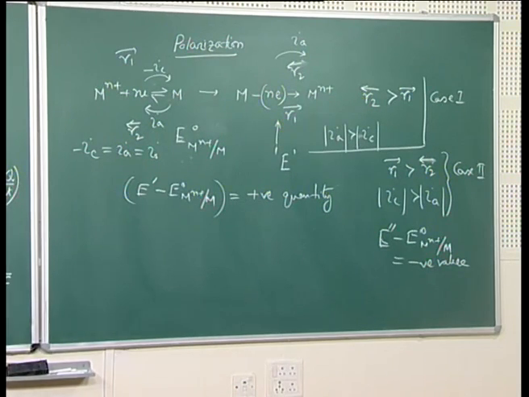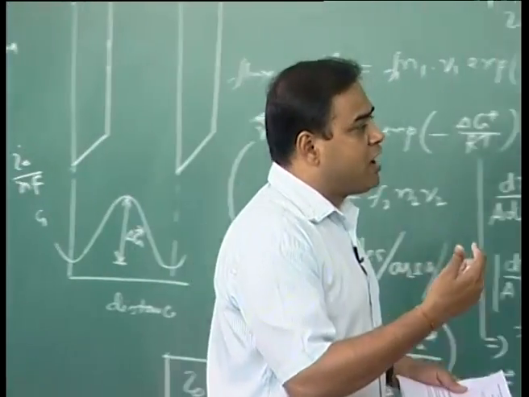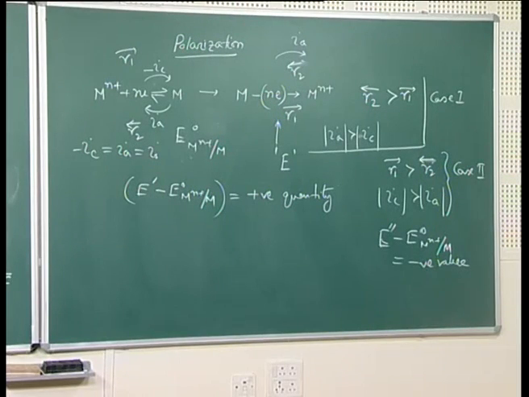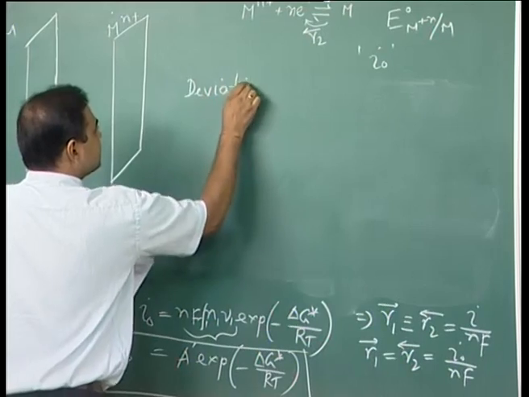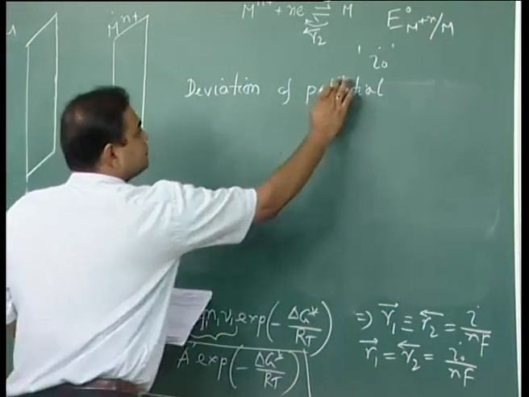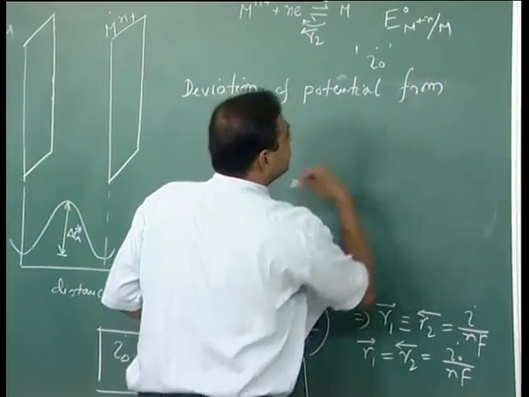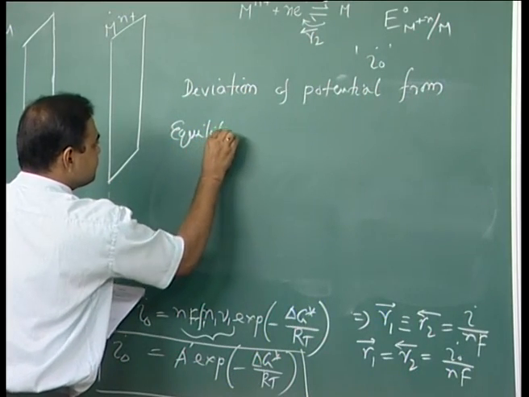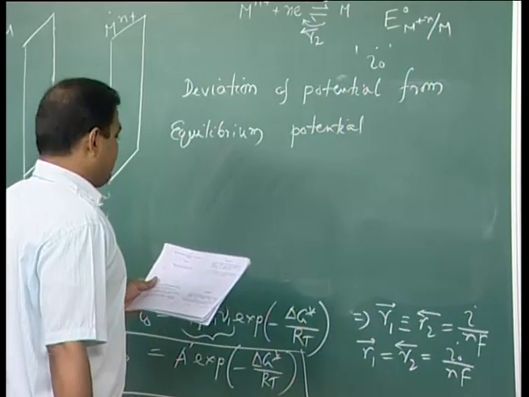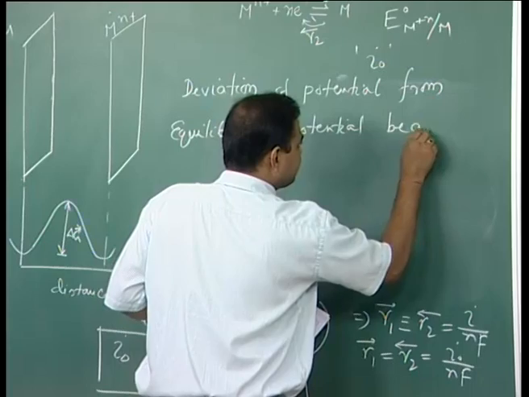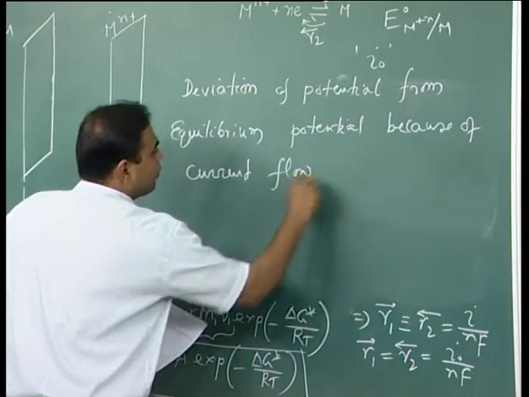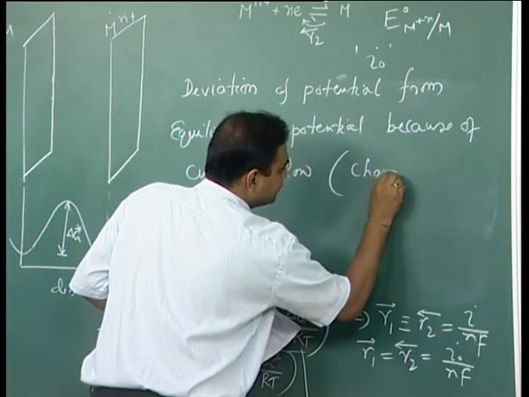This shift in potential is nothing but the polarization from the equilibrium value. So, how do you define polarization? How do you have a concept of polarization? Polarization implies deviation of potential from equilibrium potential because of current flow or charge flow.